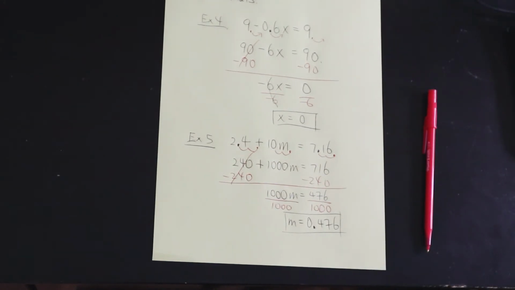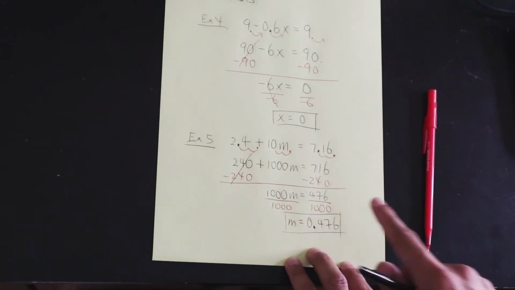Again, the strategy is to get rid of fractions and decimals as soon as possible. Do not work with them. I would not recommend that. And then from there, it will be an easier life for you.